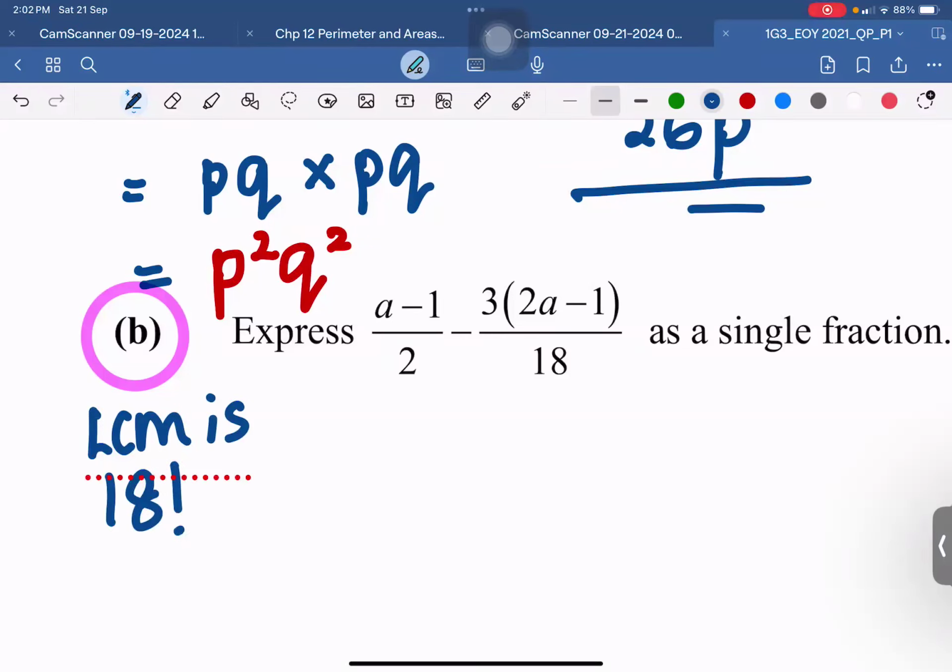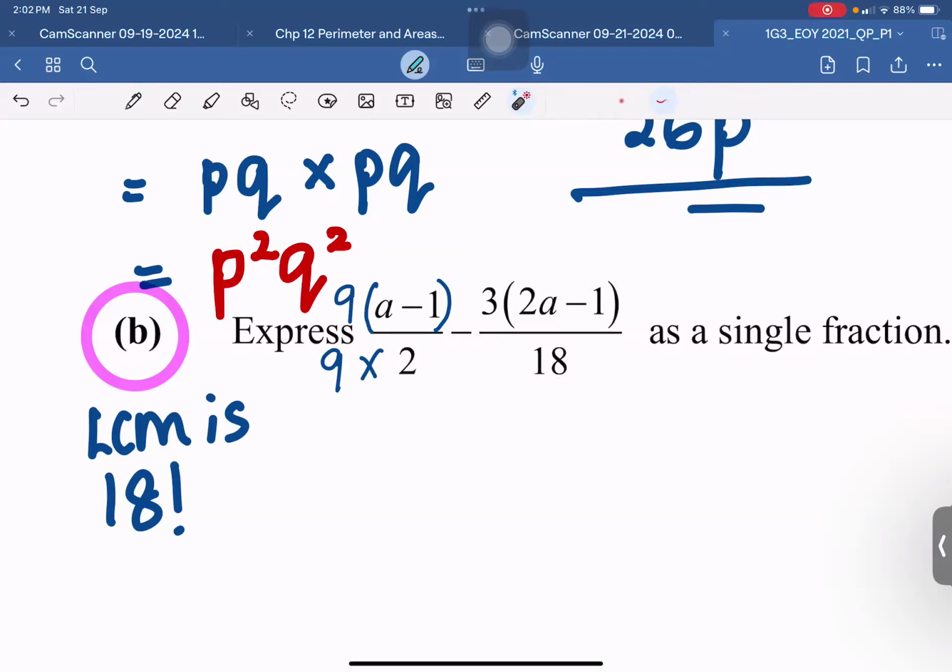So I just need to multiply by 9 over here. There's a bracket, there's 2 terms over here. So I'll multiply the whole thing with the number 9. Then the other side is already 18. I don't need to multiply anything.